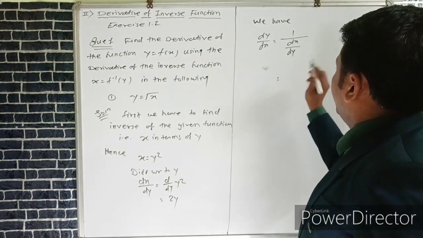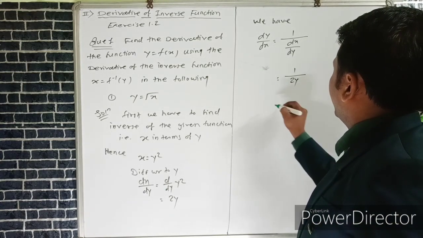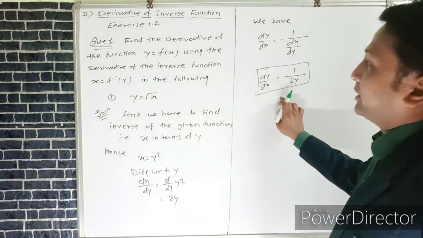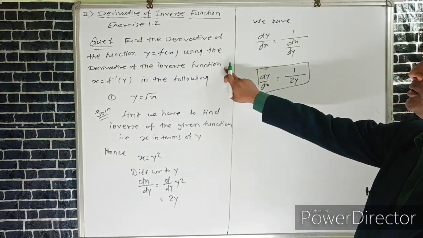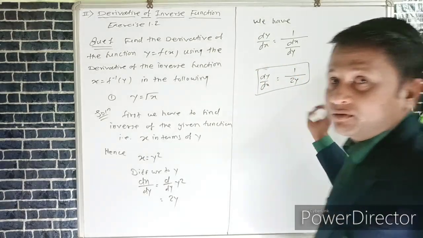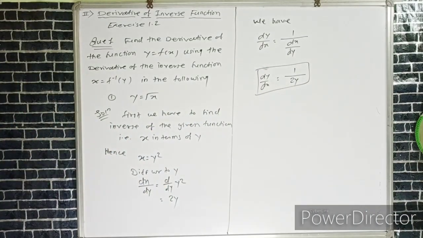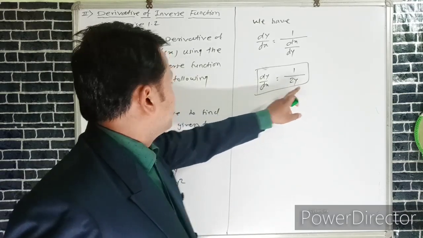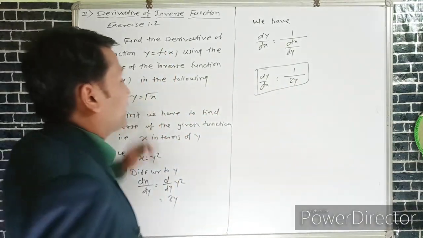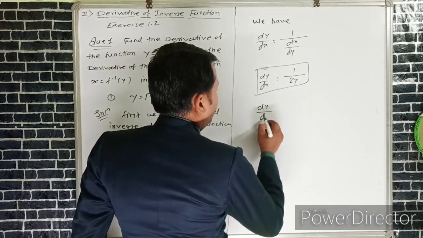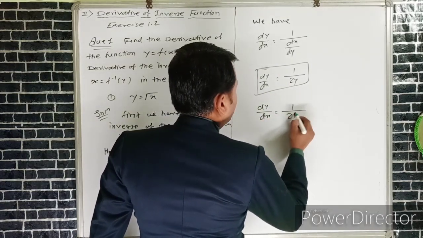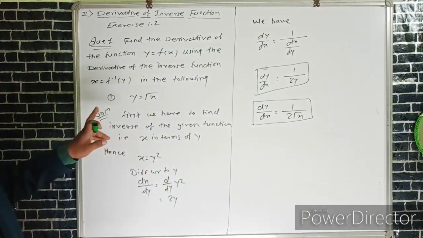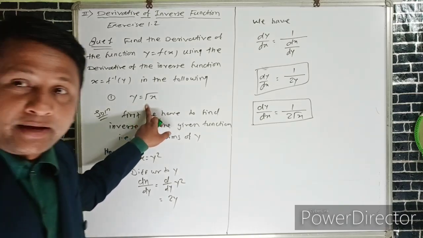We evaluate the value of dx upon dy as 1 upon 2y, which is the required derivative dy upon dx by using the derivative of the inverse function, which is x in terms of y. And again, we can put the value of y, which is y is equal to root x. Hence, dy upon dx is equal to 1 upon 2 under root x, which is the required derivative of y, dy upon dx, when y is equal to under root of x.